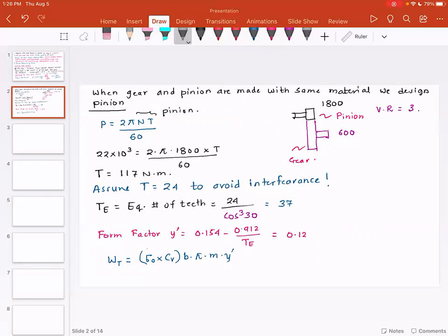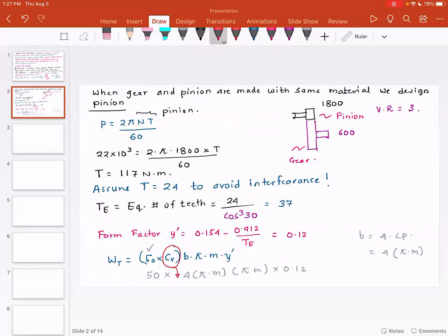The sigma O value is given to us. Now the value of b, as we know, is 4 times the circular pitch, which is 4 times pi times m. So I can substitute the value of b as 4 times pi times m, multiply that by pi times m, multiply that by 0.12, and sigma O, if you look at the problem statement, is given to us. Now, the unknown in this equation is CV.